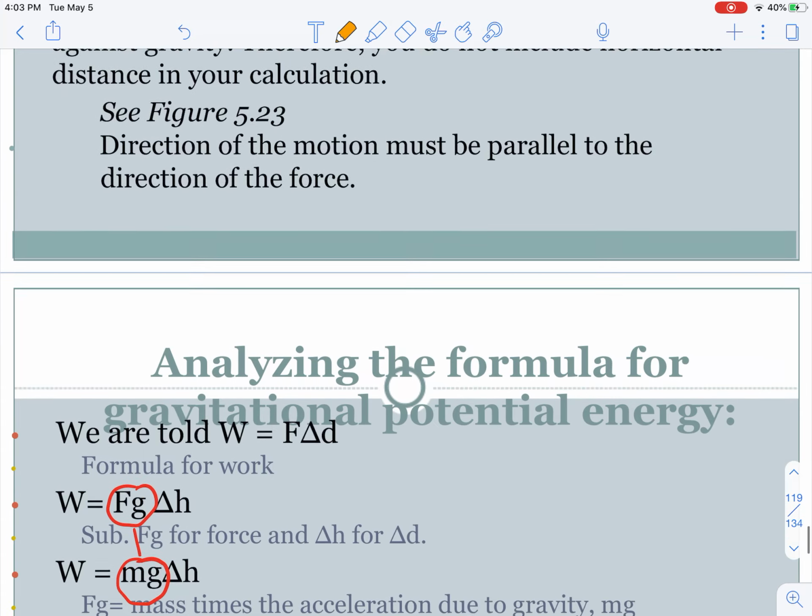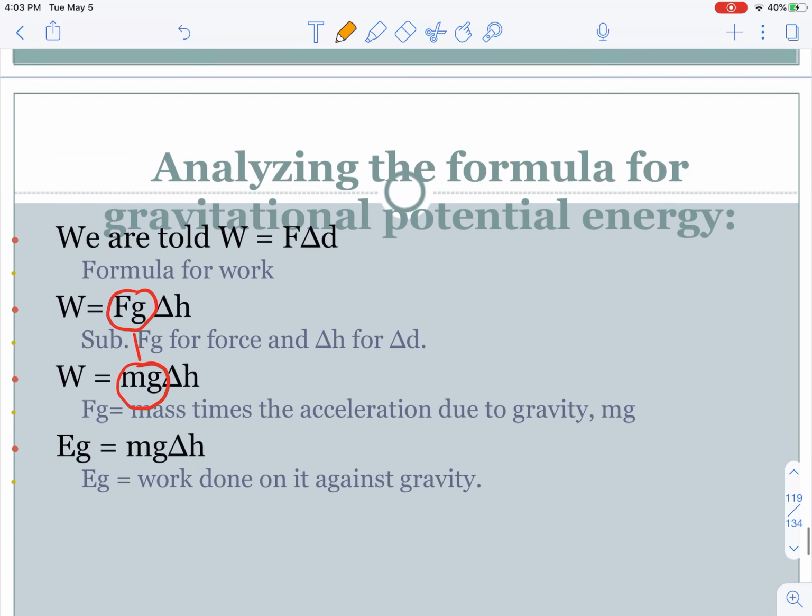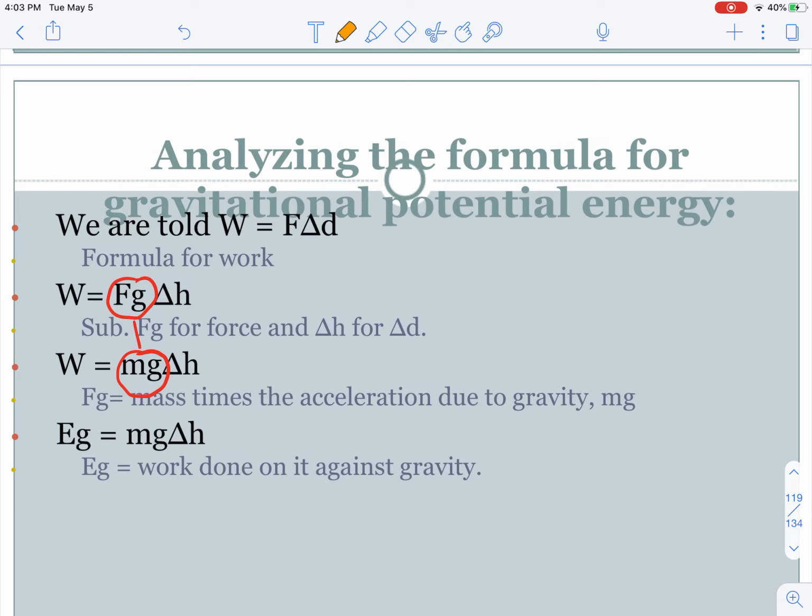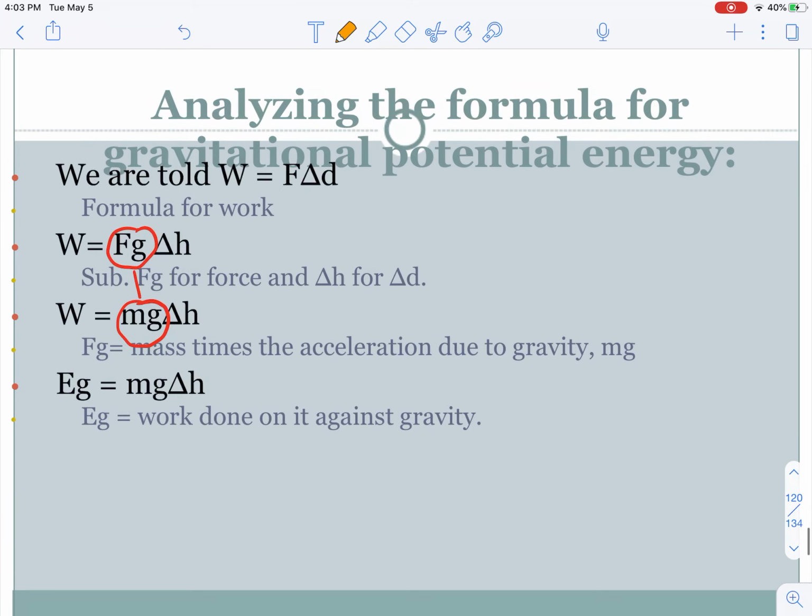So the work you do to lift the object will be exactly the same as the potential energy that it has. So if you lift a book up, you're doing work as you lift it up, but when it's up there, it's got potential, and it's got the potential to do work as it falls down. It could maybe crush something.